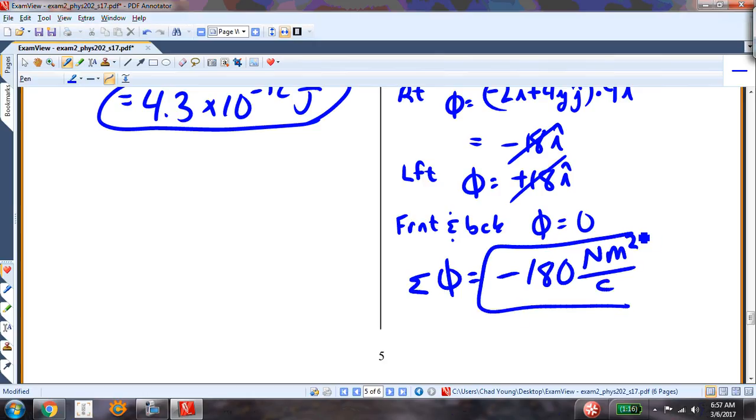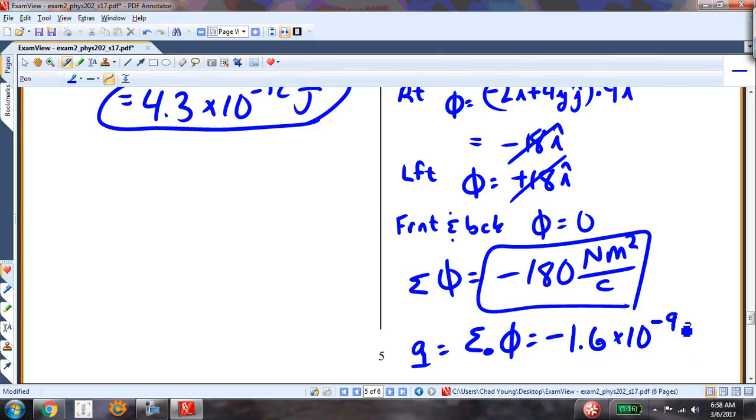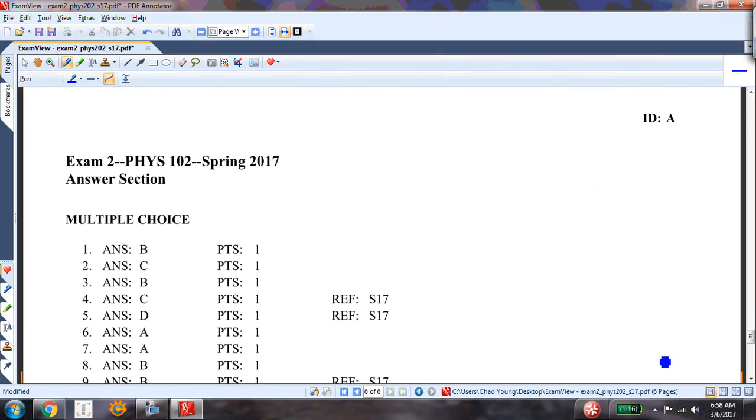So that's one of my answers. And then I also want to know, what is the charge enclosed? Well, the charge enclosed is equal to epsilon naught times phi, which is negative 1.6 times 10 to the minus 9 coulombs, so 1.6 nanocoulombs. All right, looks like that's it.